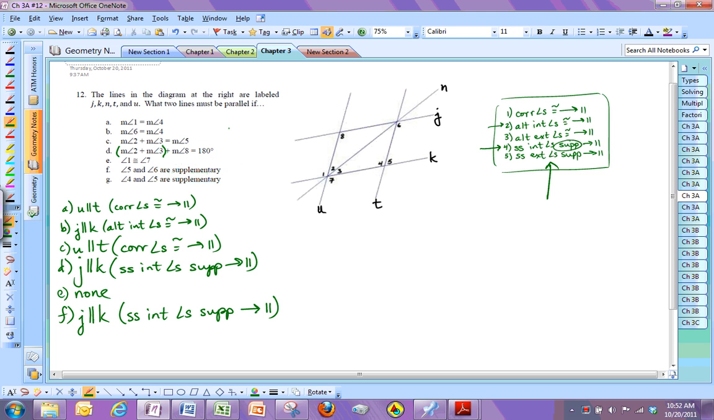And then we've got one more here. 4 and 5 also add up to 180. So if I look at 4 and 5, 4 is formed by T and K, and 5 is also formed by T and K. So if I move this over, notice it's just 2 lines, right? And there's nothing that even looks parallel there. So this one is also none. They add up to 180 just because they form a straight angle here, not because there's anything to do with parallel lines.